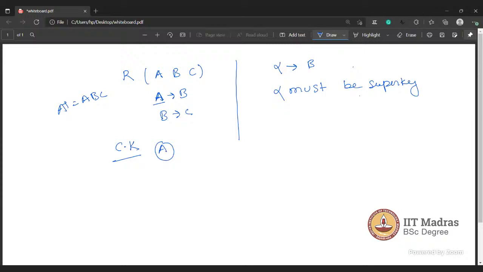Yes, sir. So then you have to check the other functional dependency. You have to see whether B is a super key or not. So take the closure of B. What will we get? BC. Right? Yes, sir. So this functional dependency violates BCNF, right? Yes, sir. So what do you have to do?